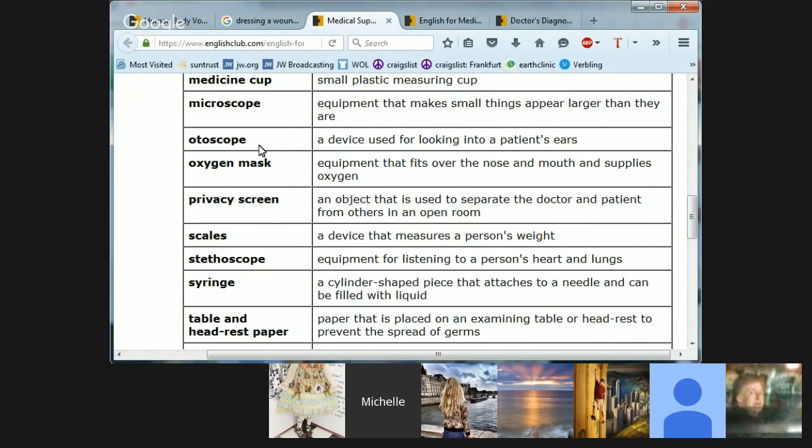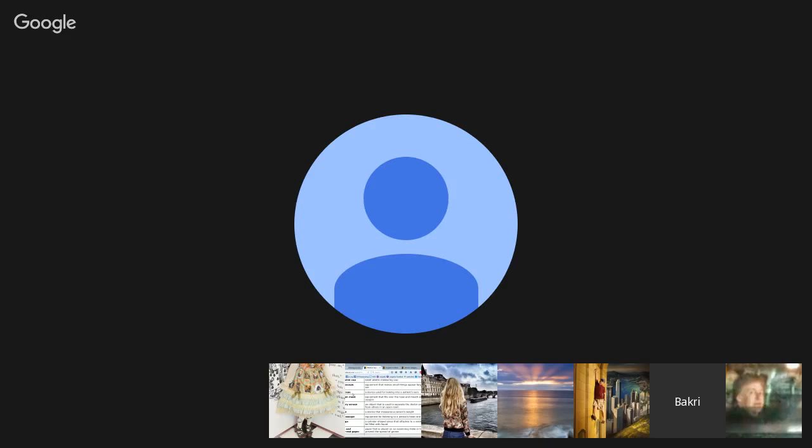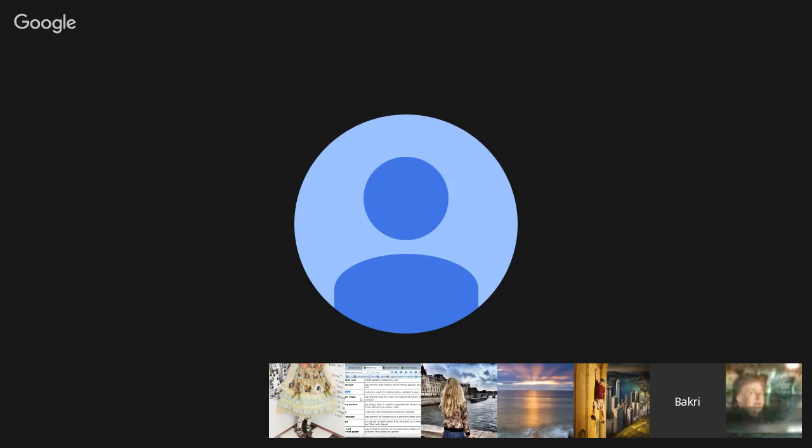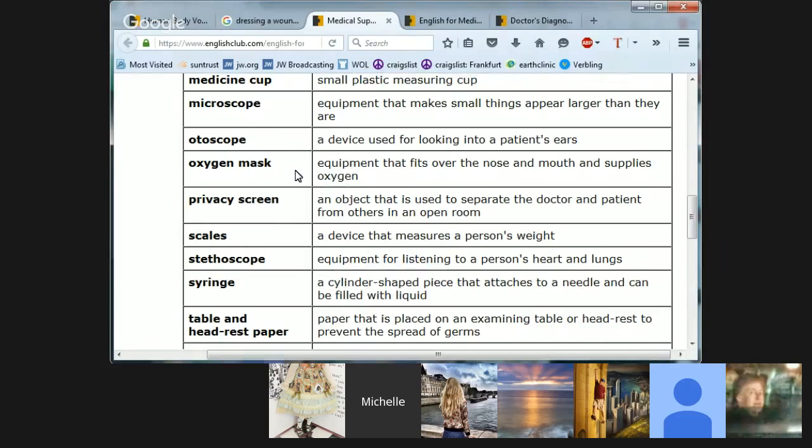And Bakri, can I ask you to read the next two? Otoscope: a device used for looking into a patient's ears. Oxygen mask: equipment that fits over the nose and mouth and supplies oxygen. Okay, very nice. Good job.